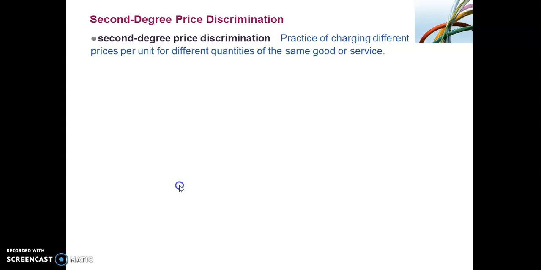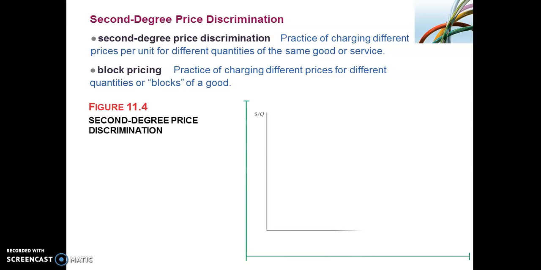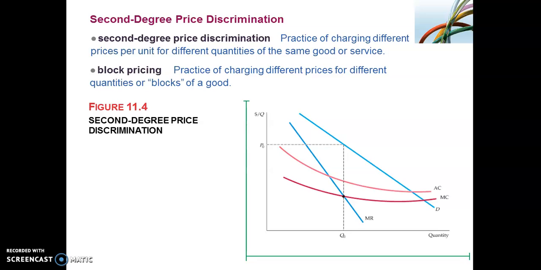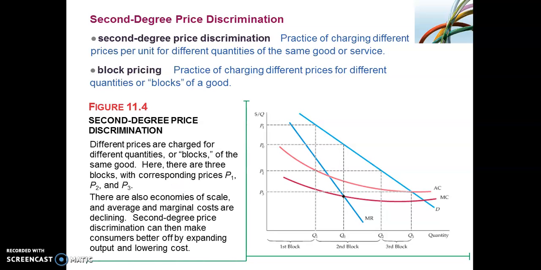Another example of second degree price discrimination is block pricing. Now, block pricing is the practice of charging different prices for different quantities or blocks of a good. So, figure 11.4 is going to demonstrate this idea of block pricing. In this figure, you can see that your average cost curve and your marginal cost curves are declining. And that is demonstrating that there are economies of scale because the average and marginal cost curves are declining.